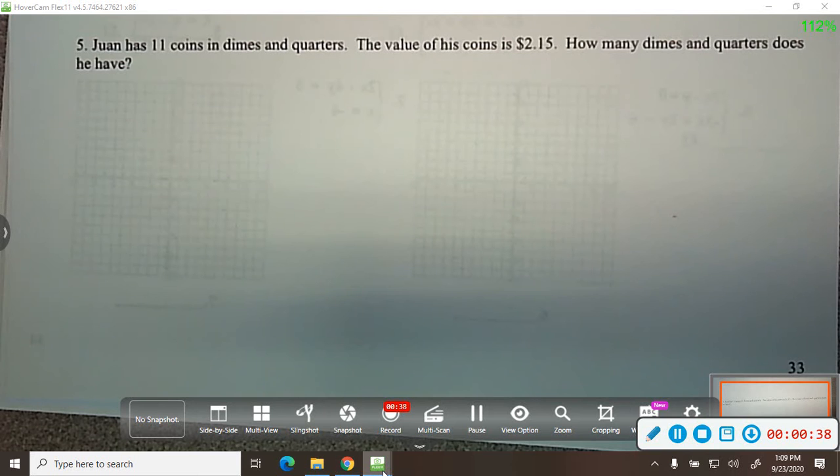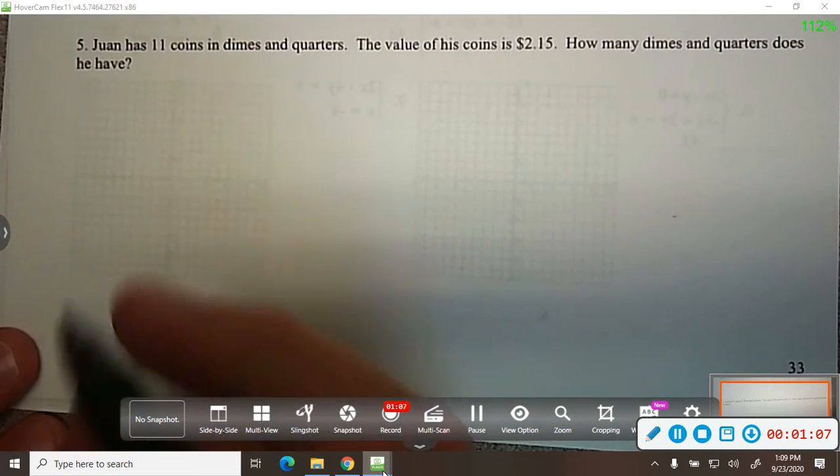In a problem this small, you could just start guessing. 0 dimes, 11 quarters. 1 dime, 10 quarters. 2 dimes, 9 quarters. 3, 8, 4, 7, 5, 6. And that is a valid method to solve. Sometimes that takes longer. So we're going to use algebra, but if you want to guess till you get the answer, that's fine. So he has 11 coins, dimes and quarters.